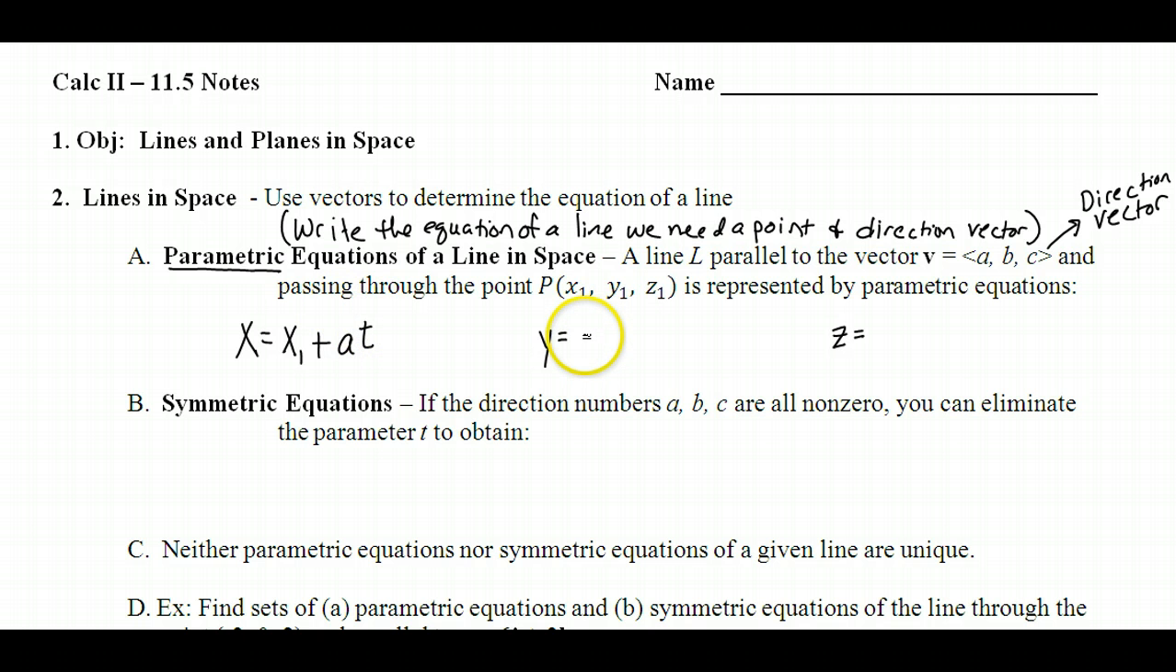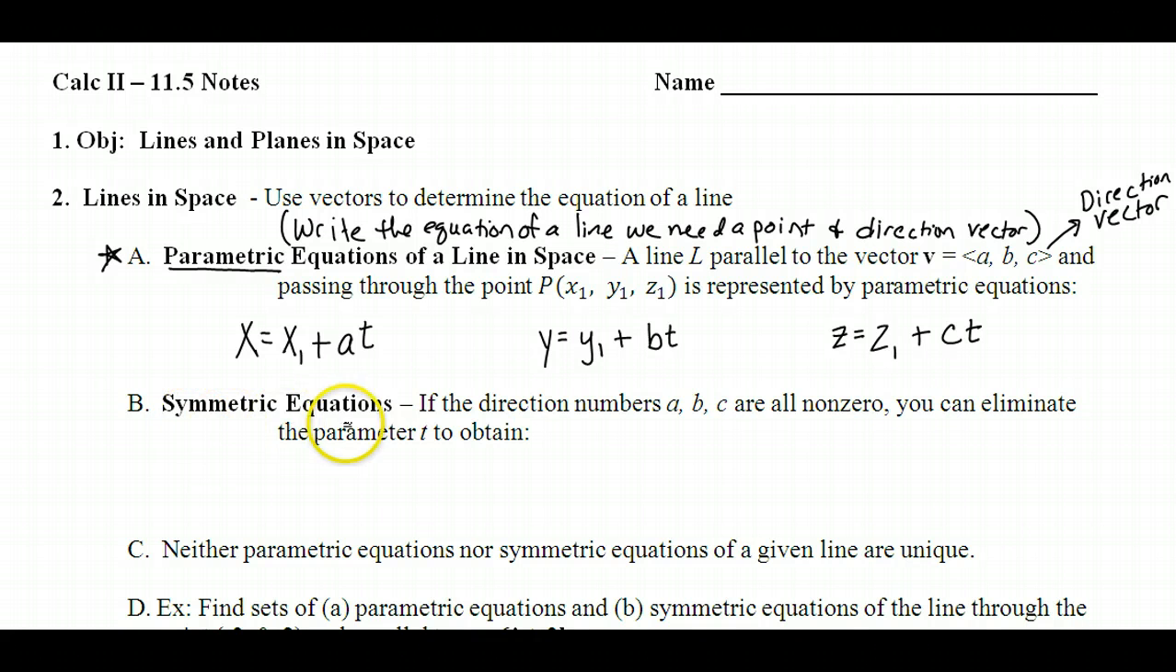Then y is very similar. Our parametric equation for y is equal to y sub 1, our point, plus our direction number, which corresponds to your y, so b times t. And then z is equal to z sub 1 plus c times t. Generally, we're going to use parametric equations. This is definitely the most common form of how to write the equation of our line in space.